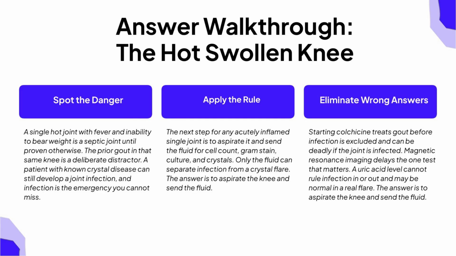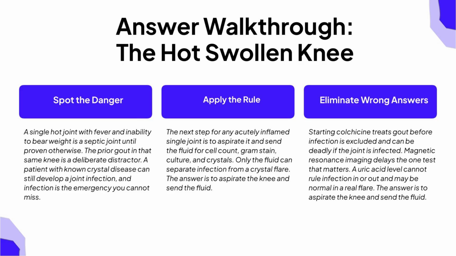Let us break this down. First, spot the danger. A single joint that is red, hot, swollen, and painful, with a fever and inability to bear weight, is a septic joint until proven otherwise, and the history of gout is a deliberate distractor. A patient with crystal disease can absolutely develop an infection on top of it, so the past gout does not make you safe. Next, apply the rule.